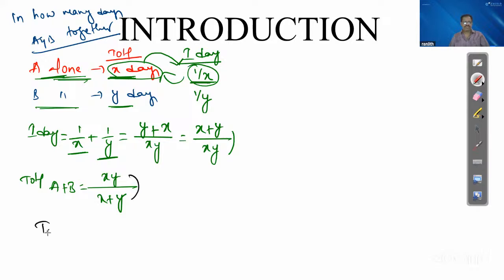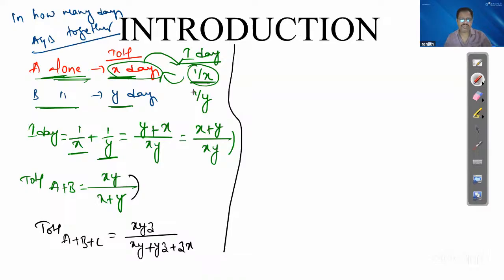If A plus B plus C, three persons are working together, then the formula will be equal to XYZ by XY plus YZ plus ZX. So these are the formulas, but we are not using any formula. So we'll see one basic question by using this basic method only.